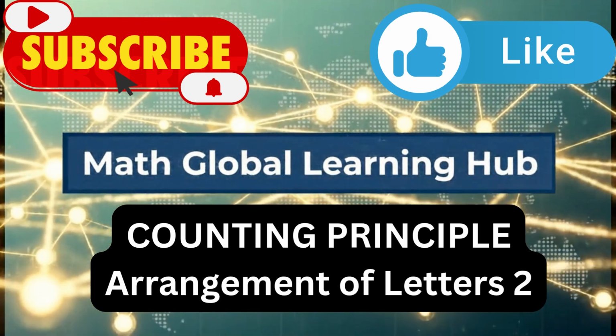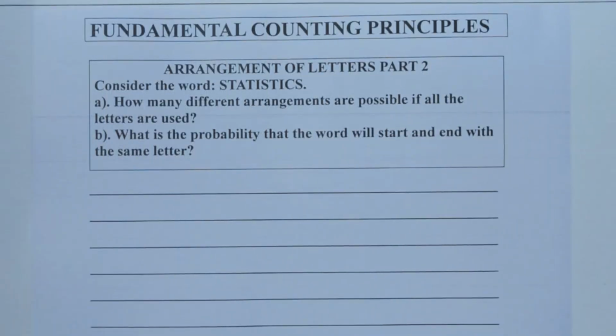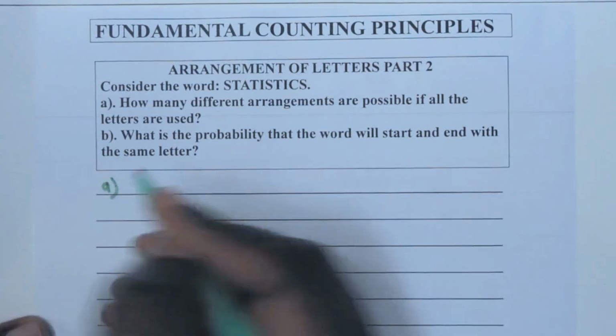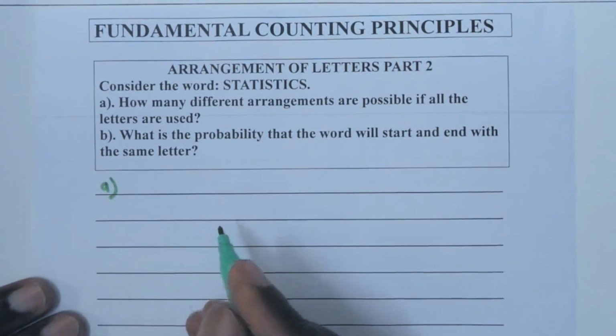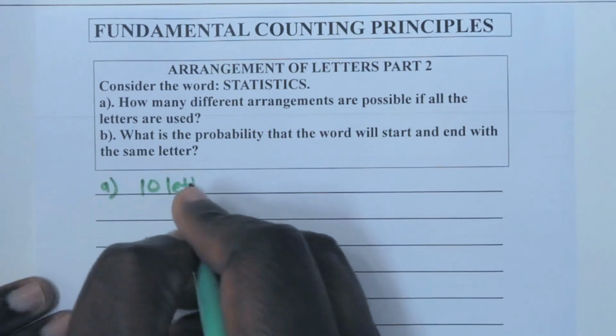This is Mr. T presenting a lesson on counting principle. Consider the word statistics. How many different arrangements are possible if all the letters are used? If you look at our word and count, we are going to see that we've got 10 letters.